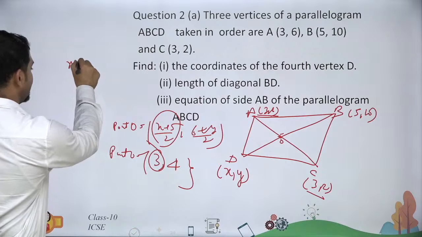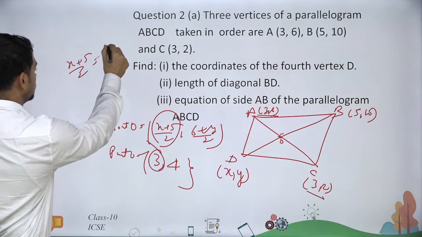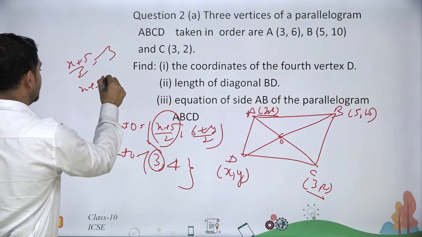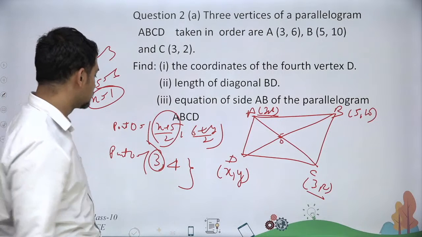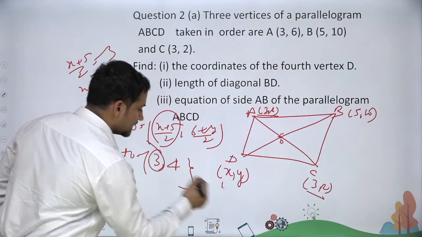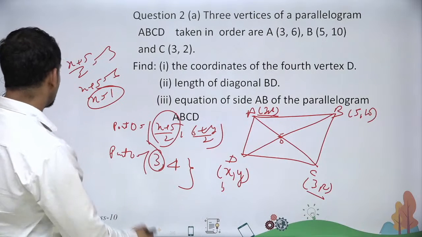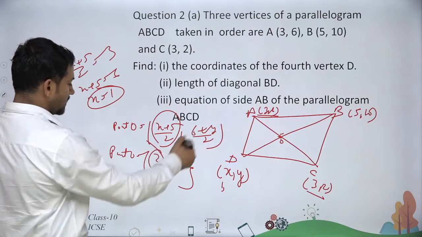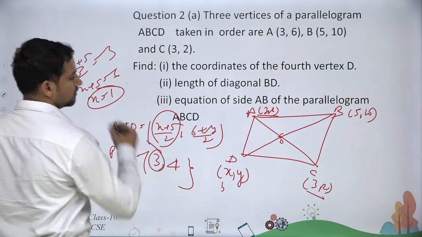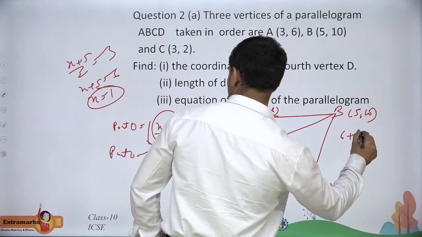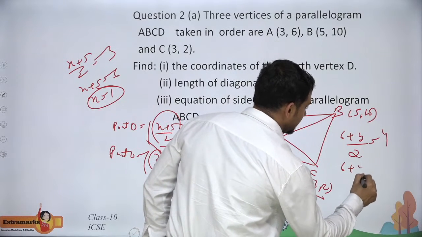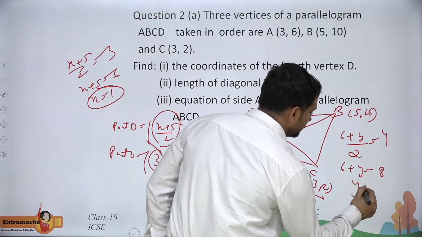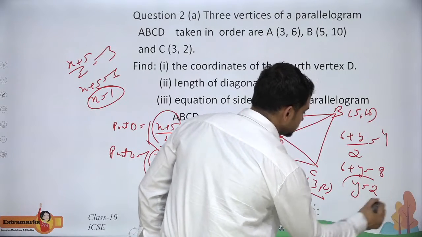So we have to say that (x plus 5) by 2 should be equal to 3. Then x plus 5 is equal to 6, then x is equal to 1. What is the value of x? X should be equal to 1. Then what will the value of y be? (6 plus y) by 2 should be equal to 4. Then 6 plus y is equal to 8, then y should be equal to 2.